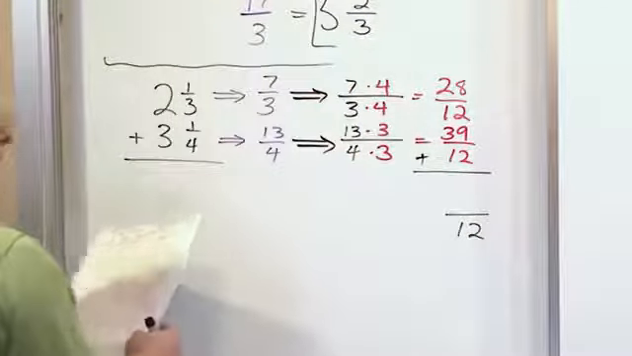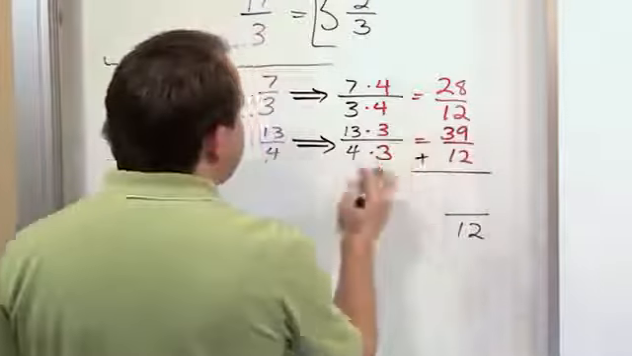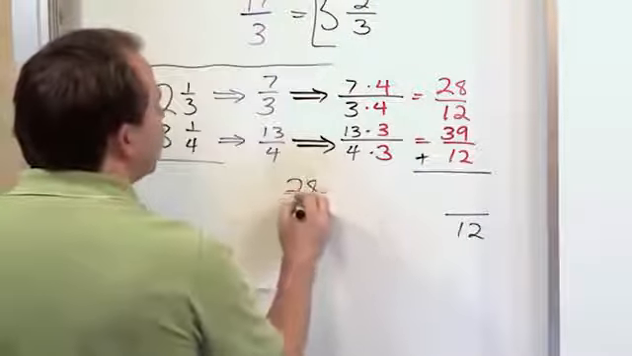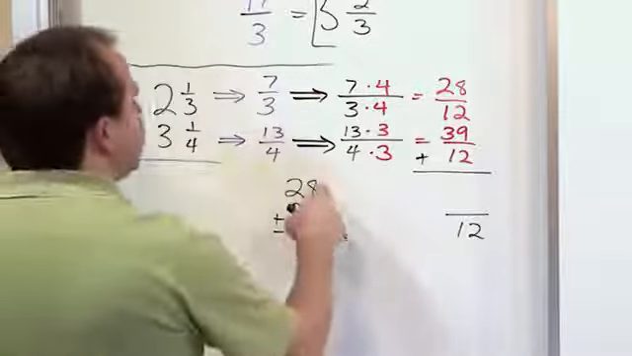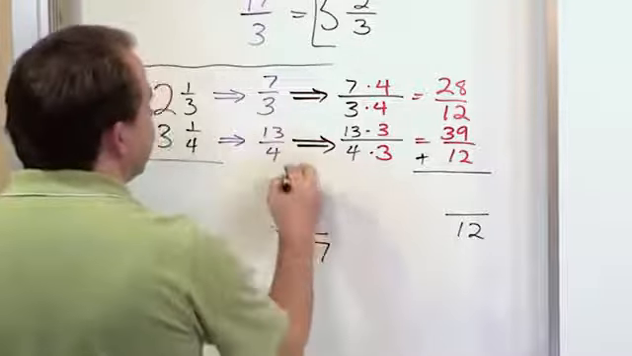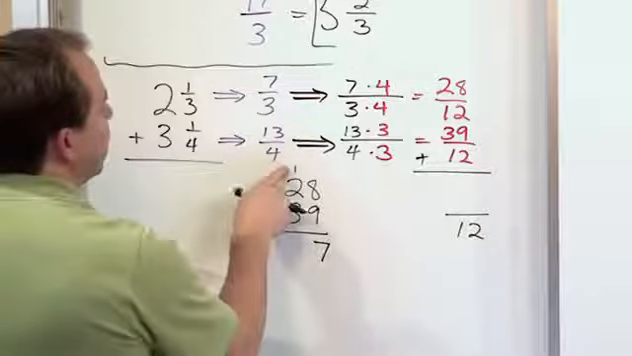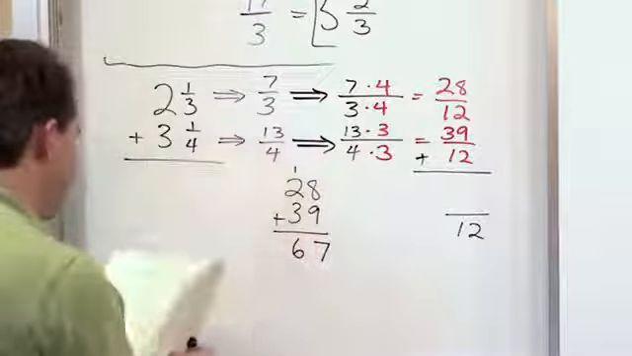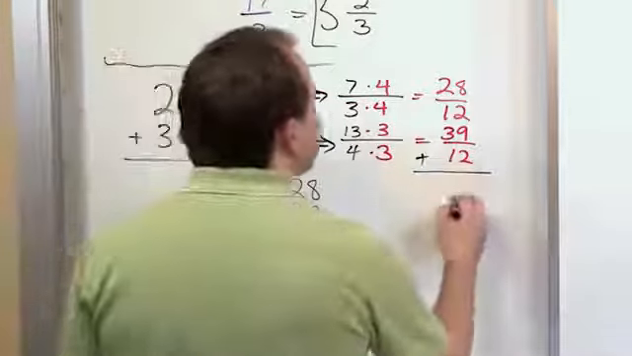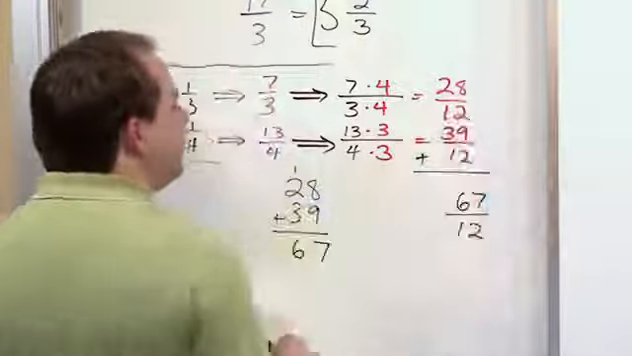And then what we're going to have to do is add 28 and 39. Now, if you can't do that in your head, just go off to the side. Everyone has to do this and add these guys together. 9 plus 8 is 17, so put the 7, carry the 1. 2 plus 1 is 3, and then that plus another 3 should give you 6. So you're going to end up with 67. So the top here, by adding the numerators, is 67 over 12.